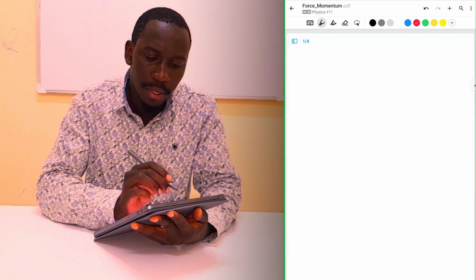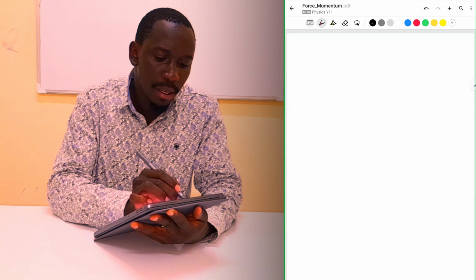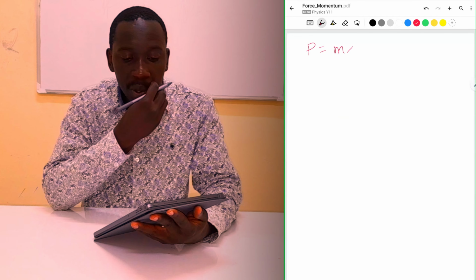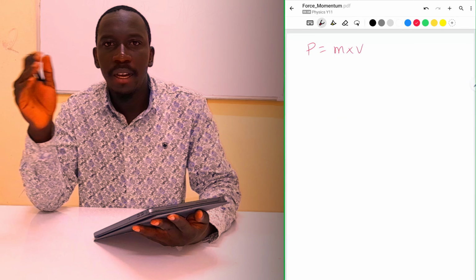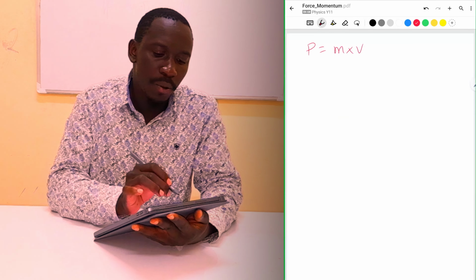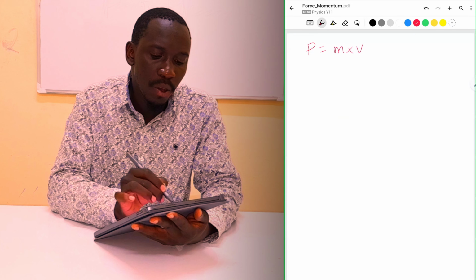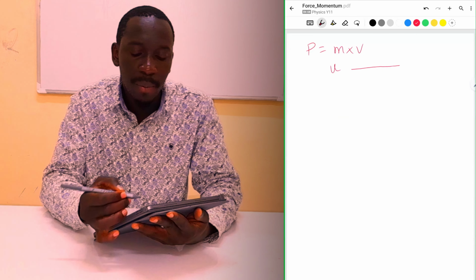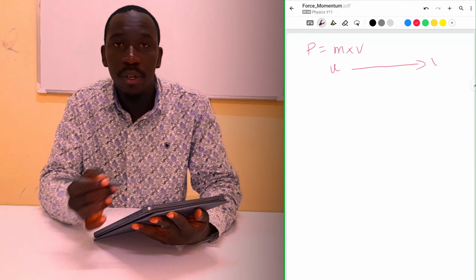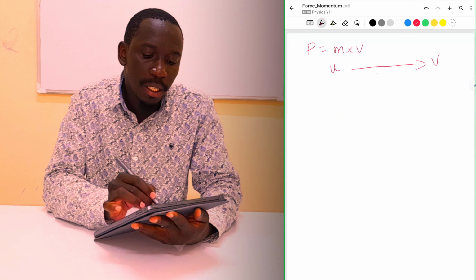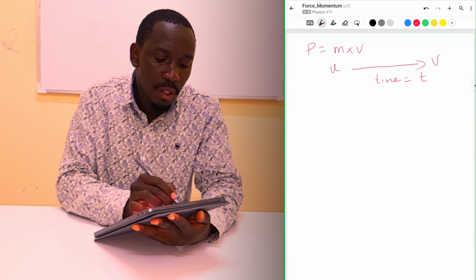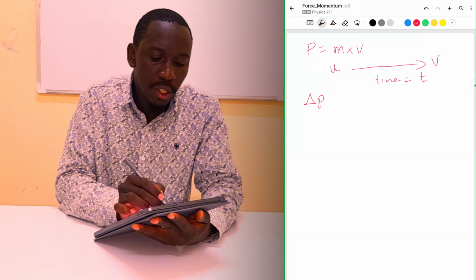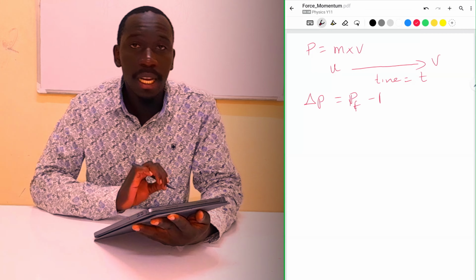From the definition of momentum, we know very well that momentum is given by mass times velocity. Assuming that a body is moving from one particular point to another and there is a change of velocity, the initial velocity we call u, and then the velocity changes from u to v. That means there will be time taken for this to happen. So the change in momentum will be the final momentum, pf, minus the initial momentum, pi.